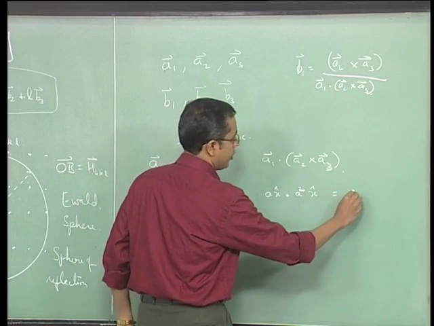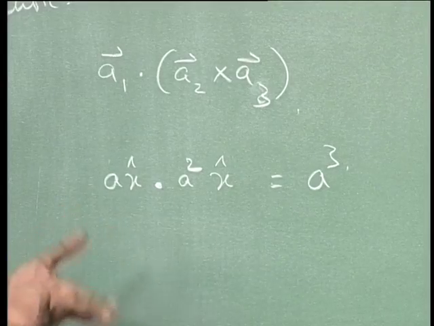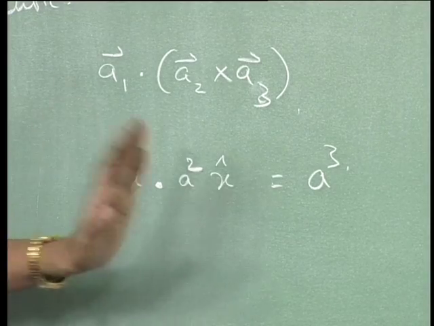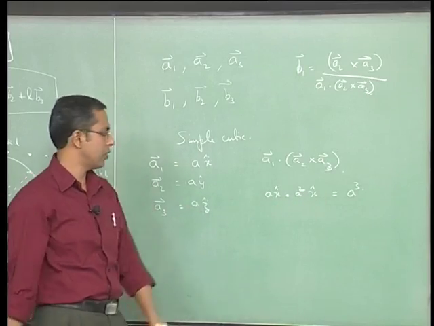So this is simply A cube, which of course we know for a simple cube: if you have a side A, the volume is A cube. So that is what it is, except that when you use the vectorial notation, we are getting an answer that is consistent with what we already know, A cube.